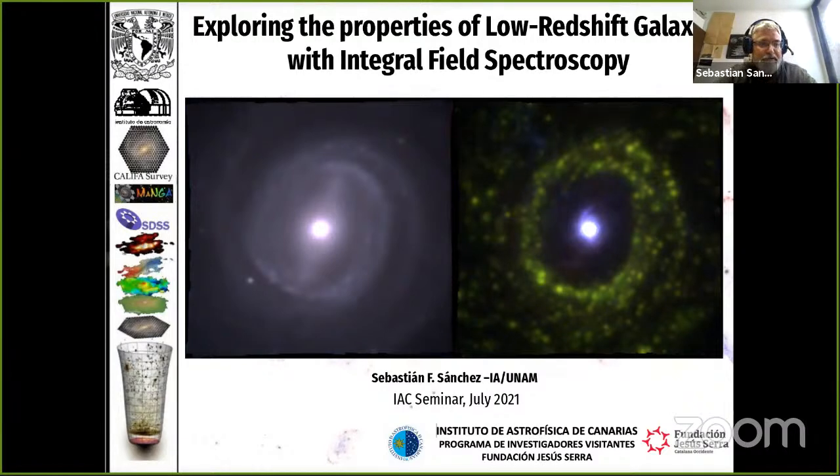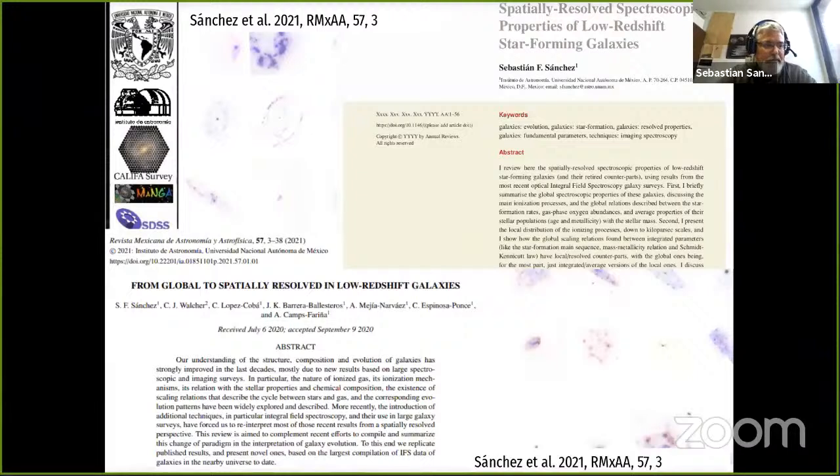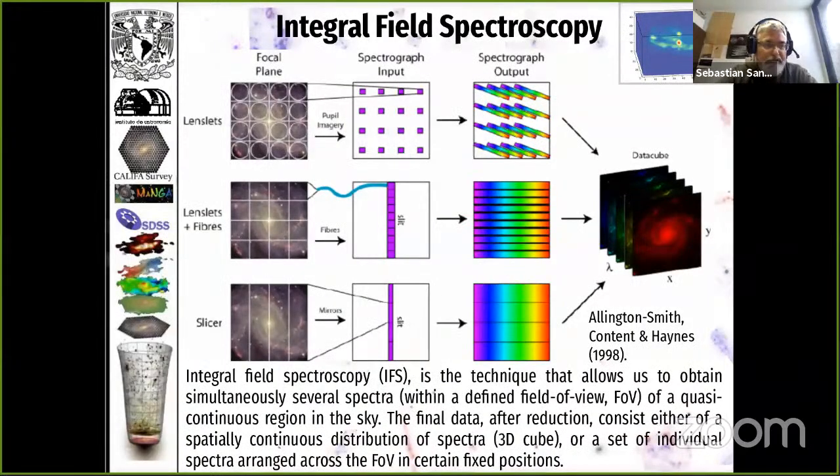I'm going to make a summary of the research of many people, some of them even in the audience, that comprises the explorations that have been done in the last 10 years about the spatially resolved properties of galaxies in the nearby universe. We summarized these results in two reviews that were finally published this year. The first is in the Annual Review of Astronomy and Astrophysics, and the second is the Revista Mexicana de Astronomía y Astrofísica. But you can find these results in many other articles. These two articles are just a compendium of what has been explored in the last years. They are mostly based on integral field spectroscopy.